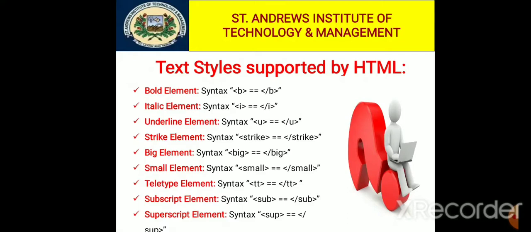The fourth one is the strike element. It specifies that the text written within the strike open and close tags should have a line drawn through the middle of the text, not below the text, the middle of the text. If the line is below the text, that means underline. If the line is in the middle of the text, that means the strike element.